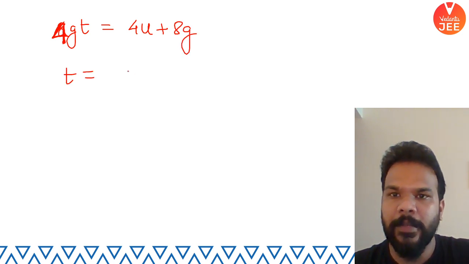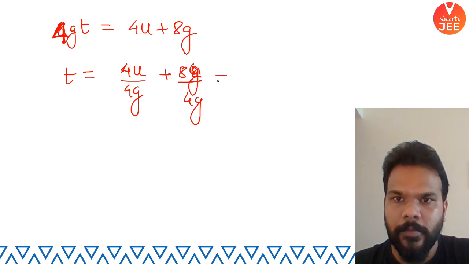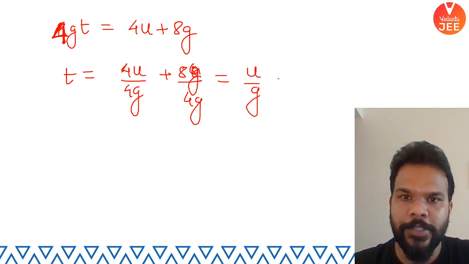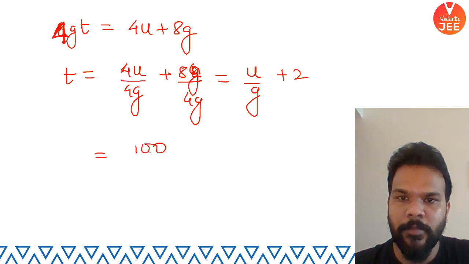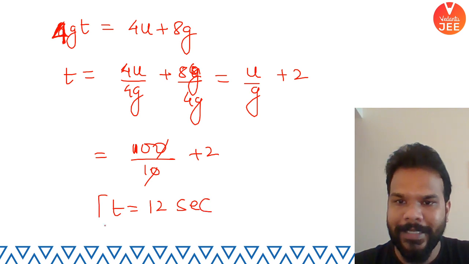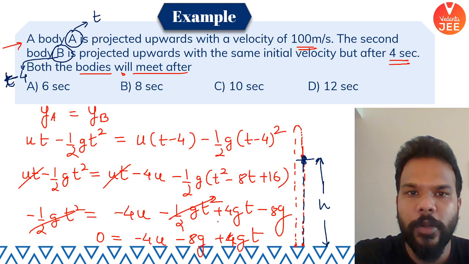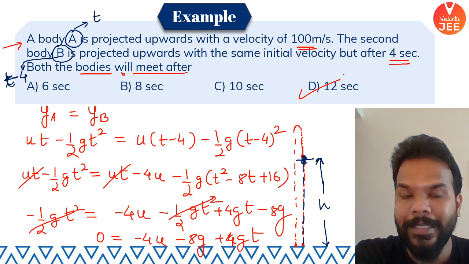Okay, that means t will be equal to 4u by 4g plus 8g by 4g, which is nothing but u by g plus 2, as simple as that. So initial velocity with which the body was thrown was 100, g value is 10, plus 2, that simply comes out to be 12 seconds. That means these two bodies are going to collide with each other at t equal to 12 seconds.